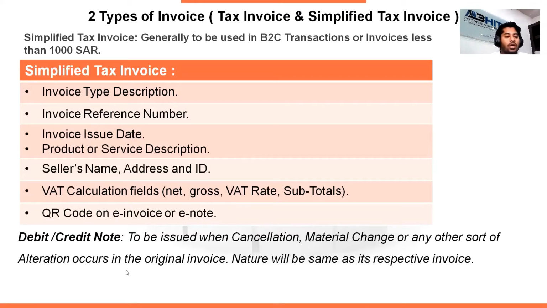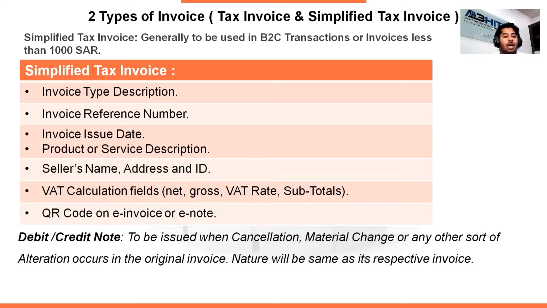So the simple answer would be to issue a debit or a credit note. Now, a debit or credit note is to be issued when there is a cancellation, material change, or any other sort of alteration in the original invoice. The nature will be the same as its respective invoice.